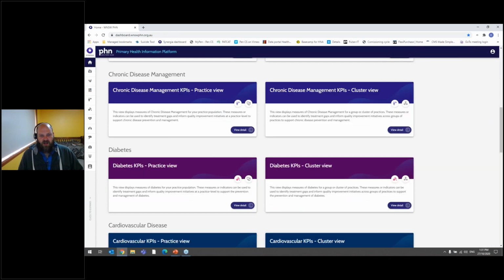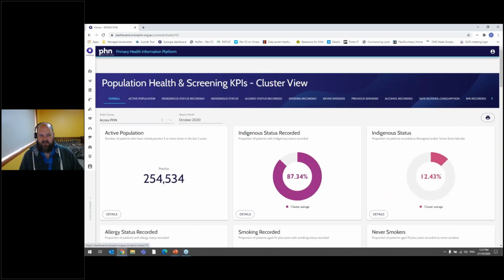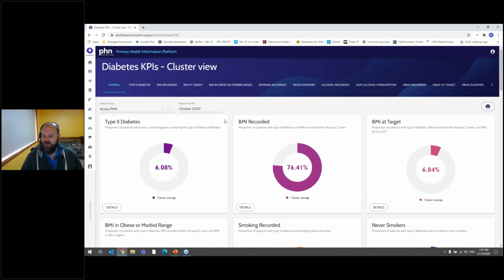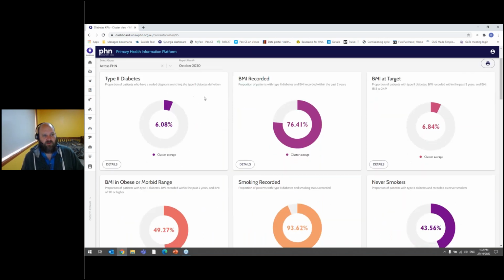I'm now going to dive into the diabetes one, because this one's had significant change. Again, really moving towards the outcome, because the very first iteration of the Primary Health Information Platform had very much those specific measures about processes being undertaken. So as you can see here in the overall page for the diabetes module, we've got the proportion of patients that are coded as having type 2 diabetes. For all of our active patients, it's about 6%, which is higher than the Australian average, but I don't think that would be particularly surprising to anyone sitting here today.